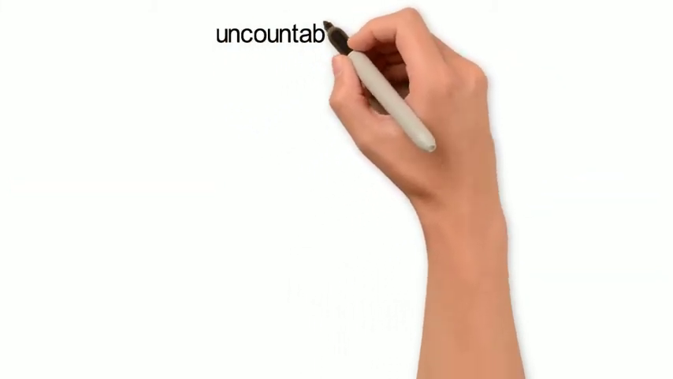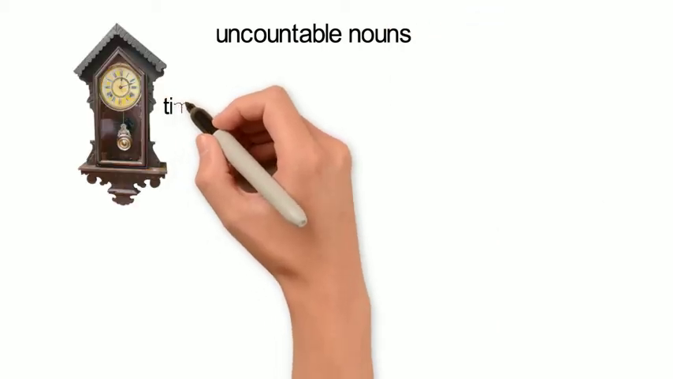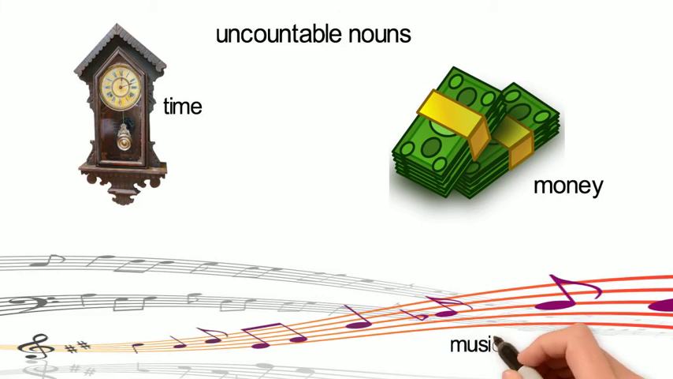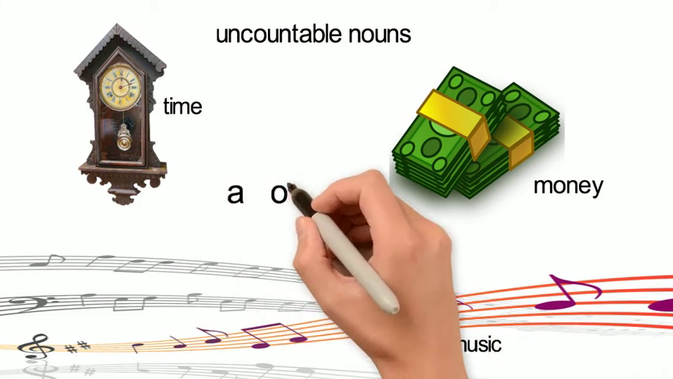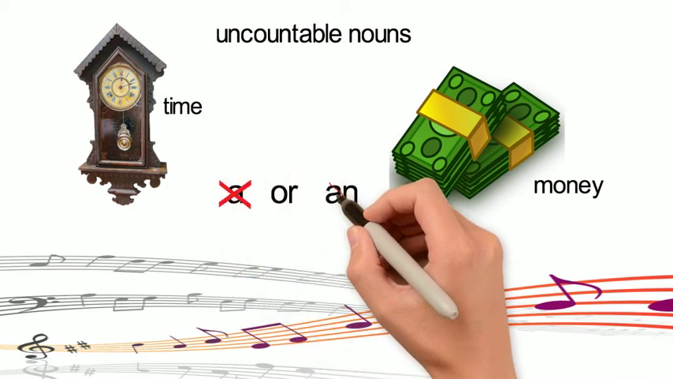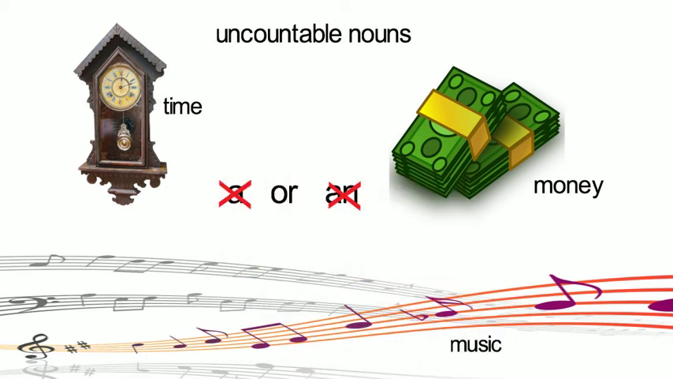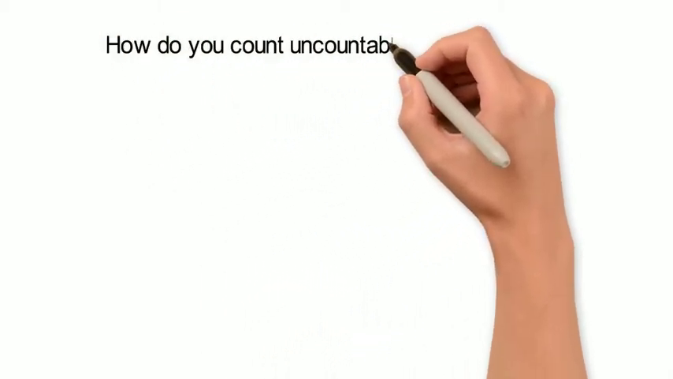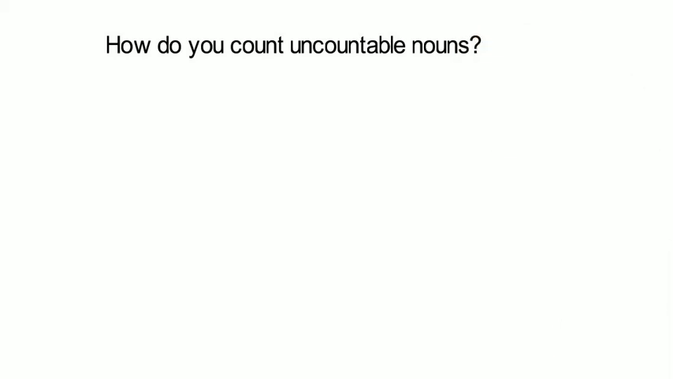Uncountable nouns are nouns that you can't count, such as time, money, and music. You do not use a or an with uncountable nouns, but they act like singular nouns. However, it is possible to count some uncountable nouns, but you will need to add a few more words.